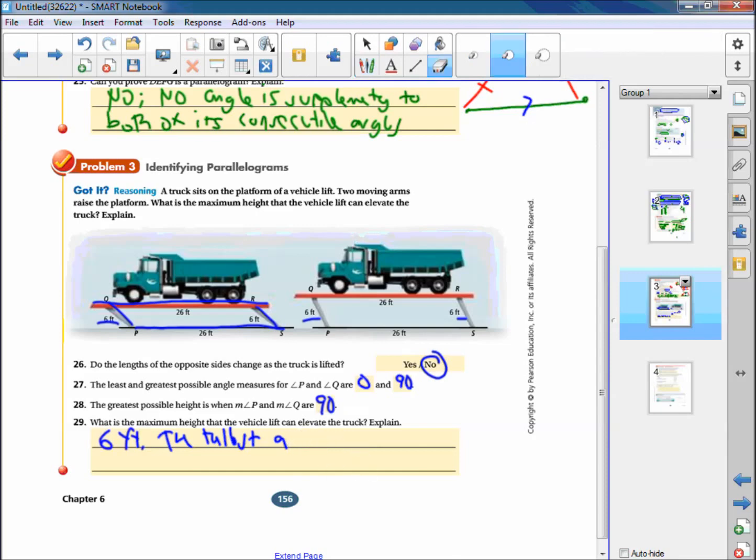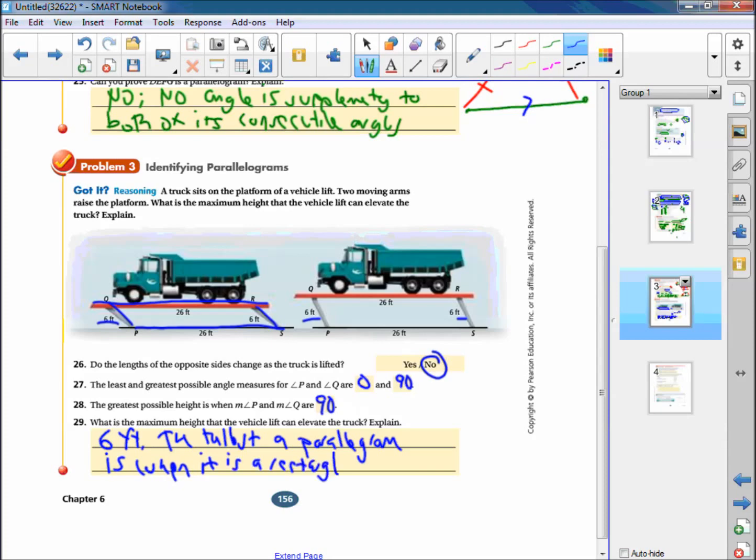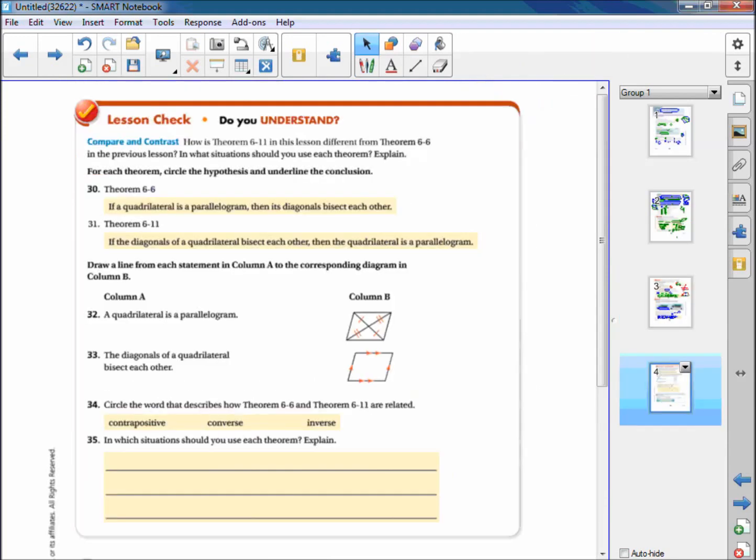The tallest a parallelogram ever gets is when it's a rectangle. Remember, every rectangle is a parallelogram. So to maximize that length, how big the arms can go up, always make it into a rectangle. All right, flip it over. On our last page, we have our lesson check.